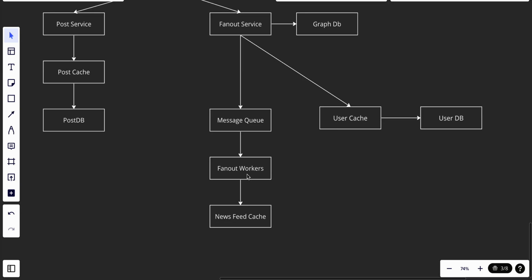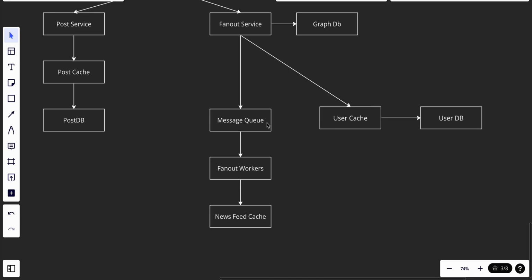We have two types mainly in the fan out: fan out write and fan out read. With fan out write, this first way of handling the fan out, the news feed is precomputed during write time.